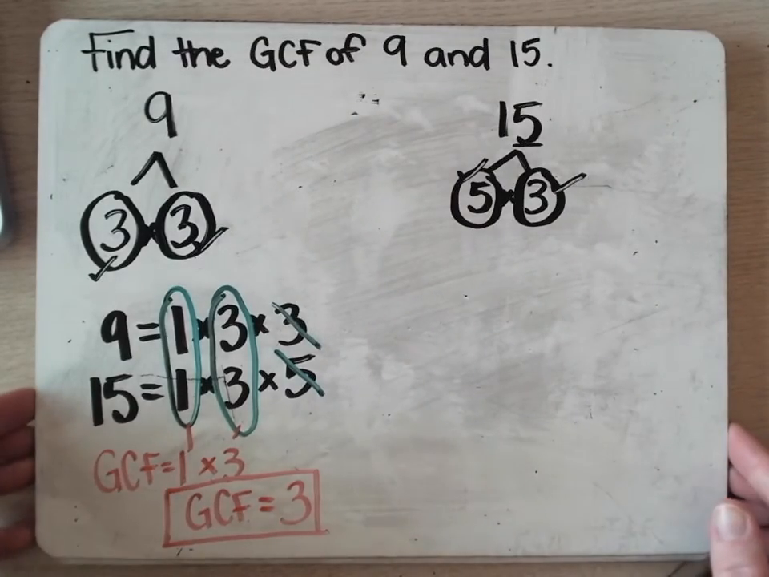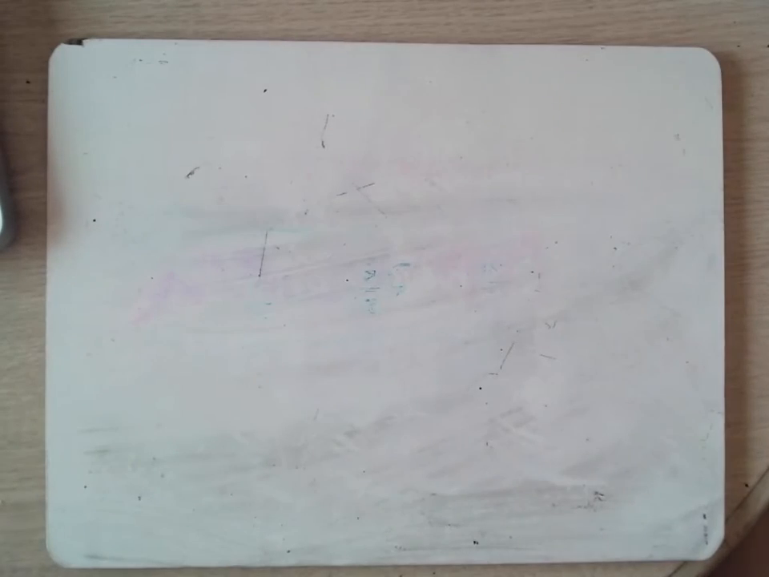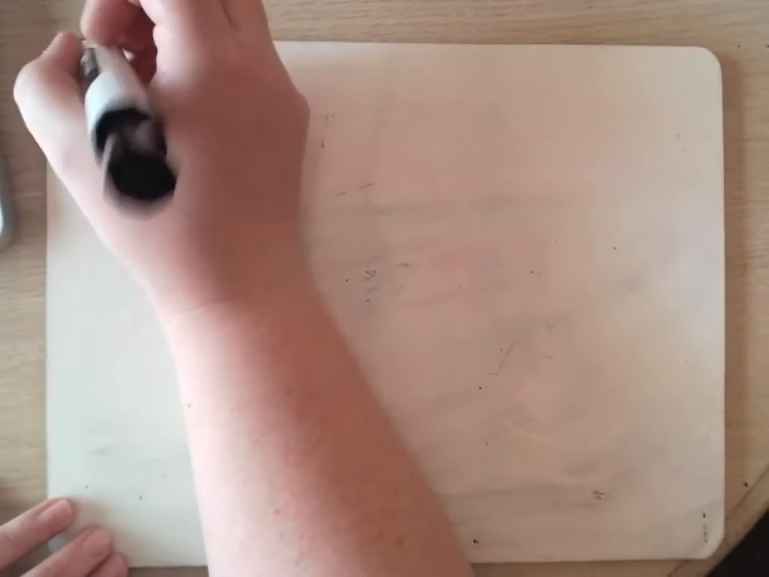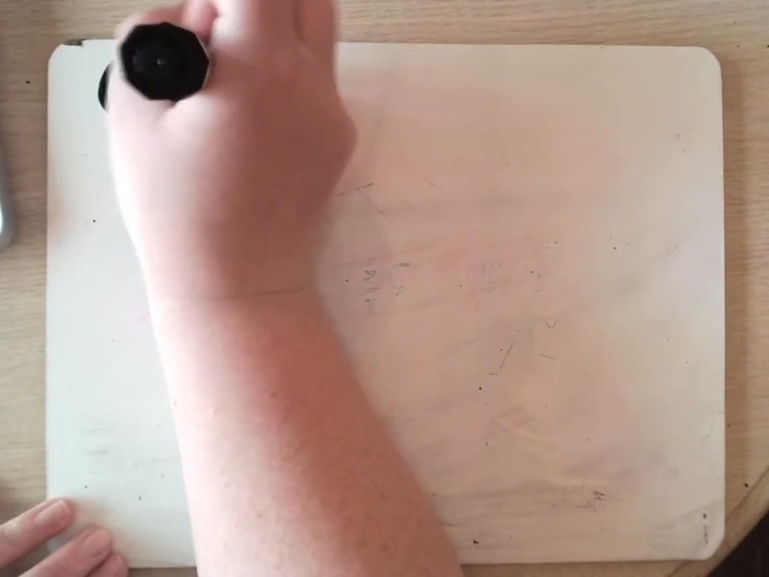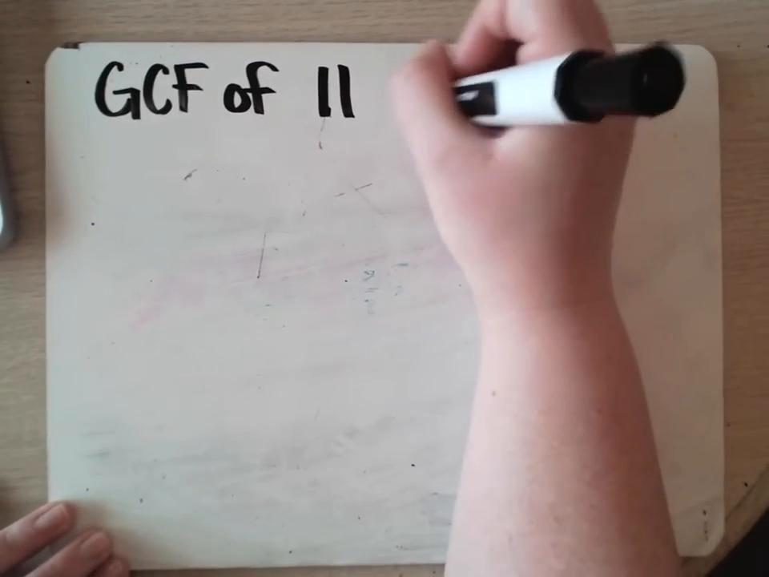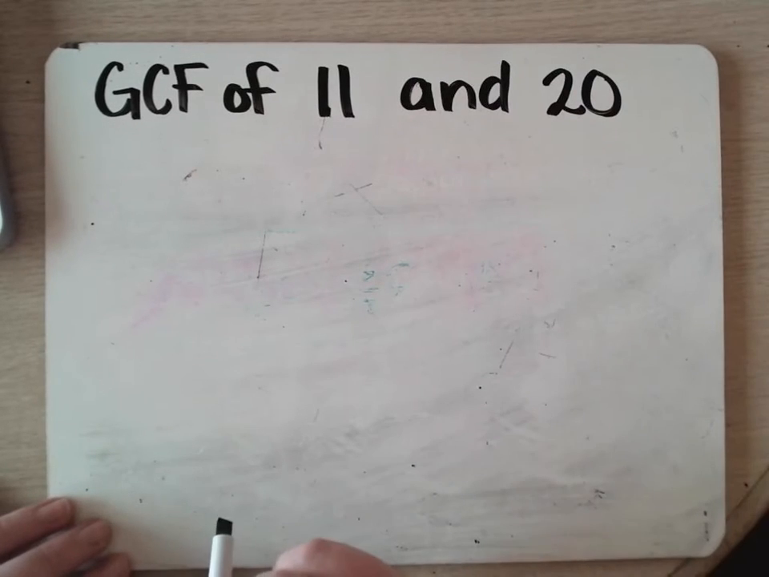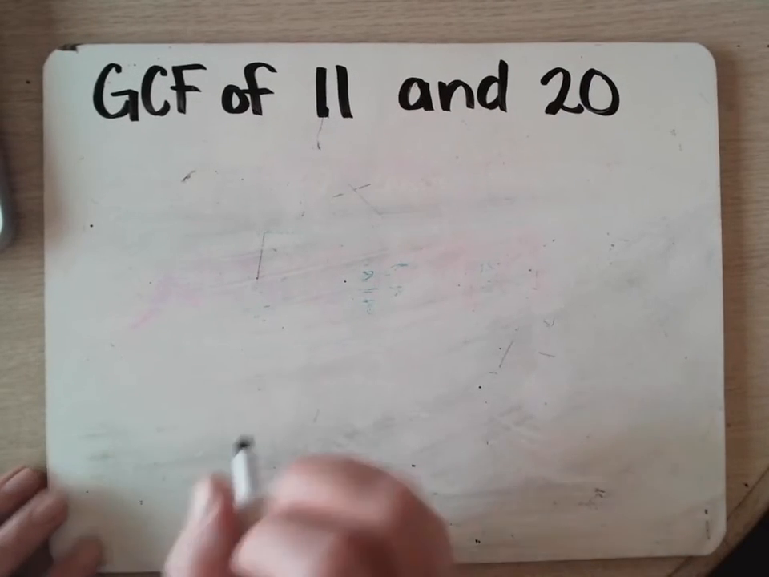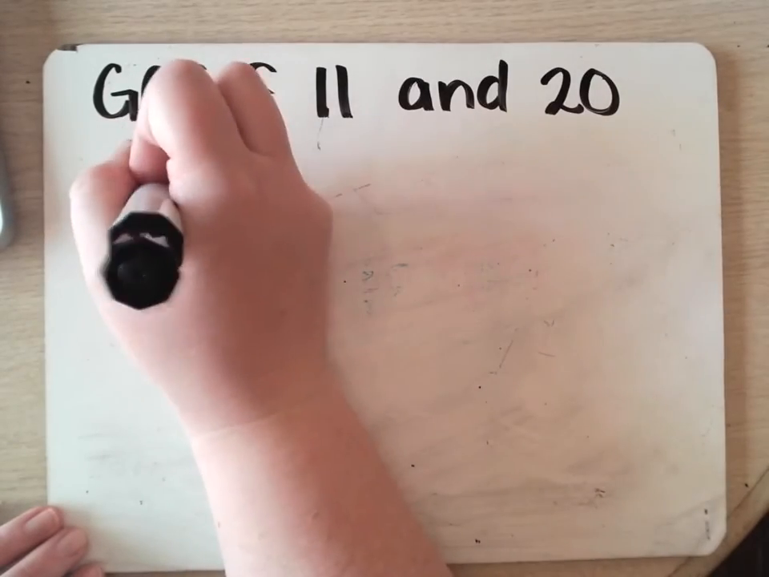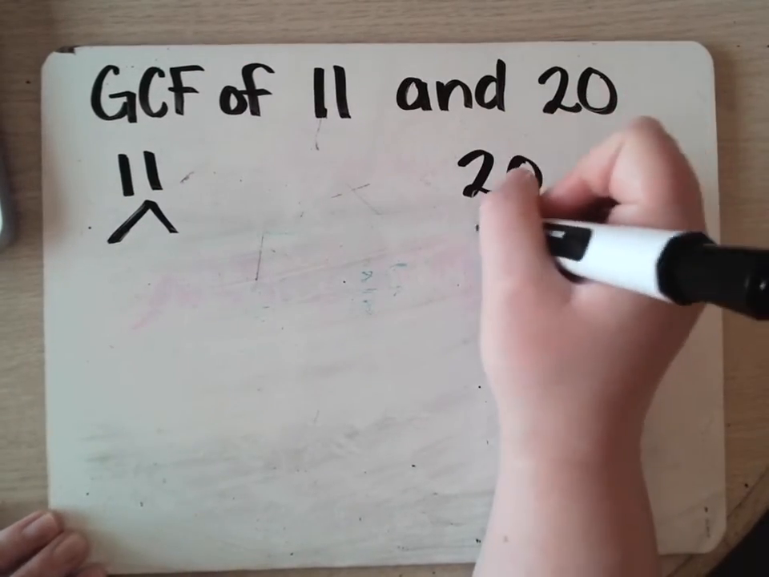Let's look at one more really quick, because this is another one that tends to trip students up. If I want to find the GCF of 11 and 20. Using the trees, I set them up just like we've been doing. So my tree for 11, my tree for 20.